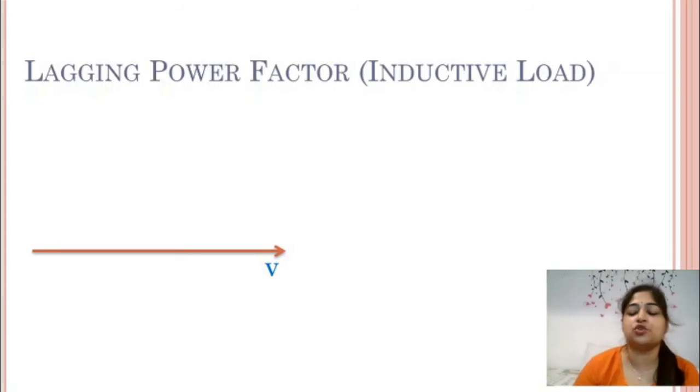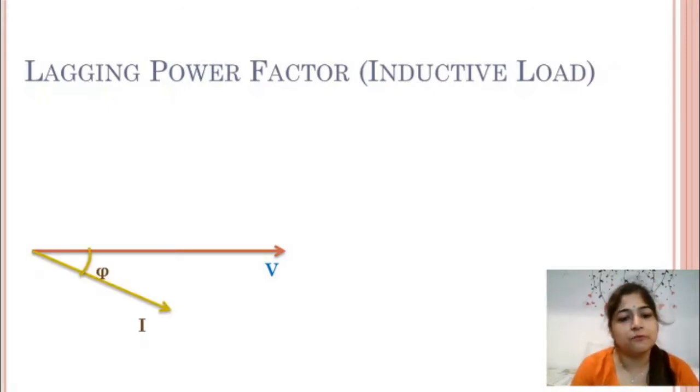So the first step is to draw terminal voltage V. The second step is to draw the current. The direction of current will be with respect to the load, because in this phasor diagram the load is inductive, lagging power factor, so the current will be lagging in nature. So I'll draw a current which is lagging with respect to V by the phase angle phi.